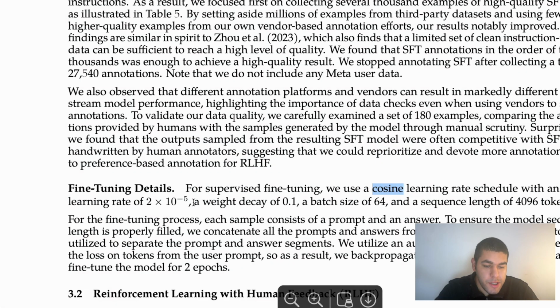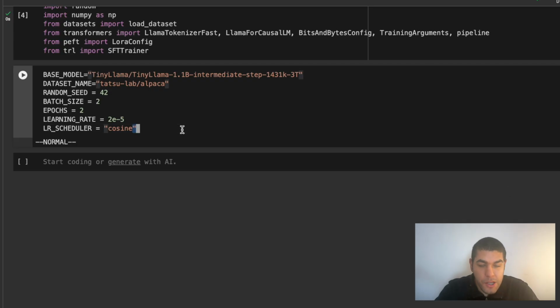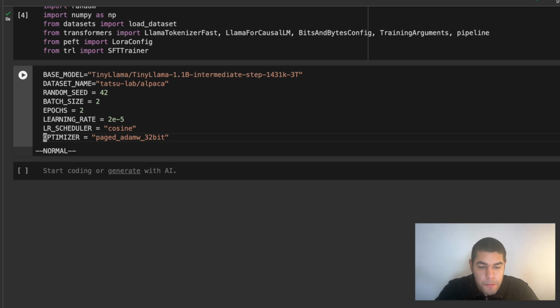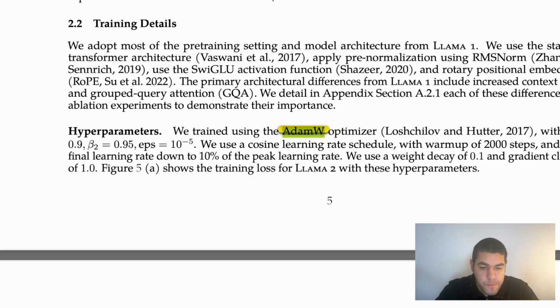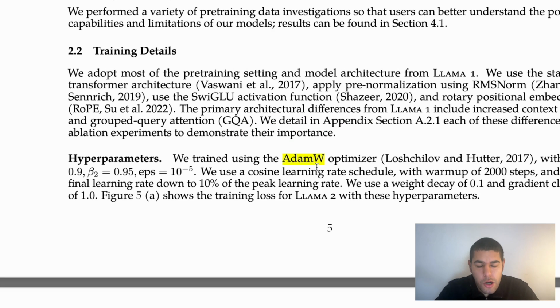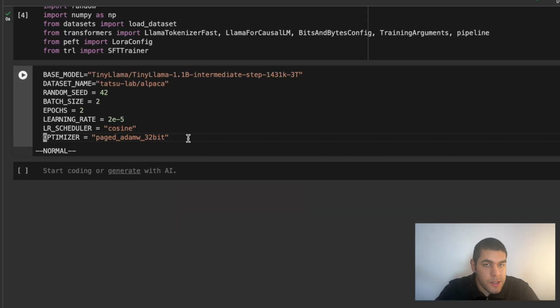We can see here that they used a cosine learning rate schedule, so we just copy that and say cosine. For the optimizer, they mentioned they used AdamW, which is here. We will not directly use AdamW, but paged AdamW 32 bits. You can use AdamW too if you want, but I'm going to choose this.